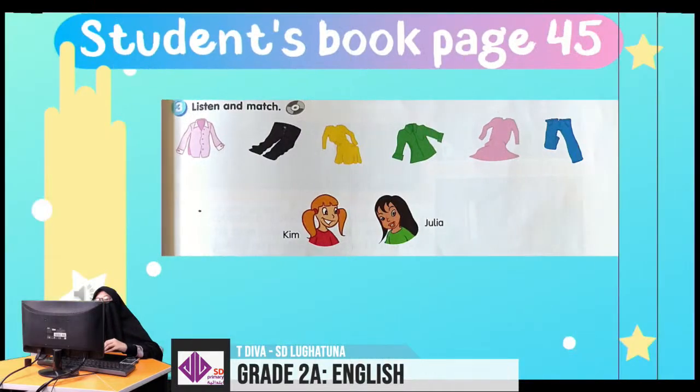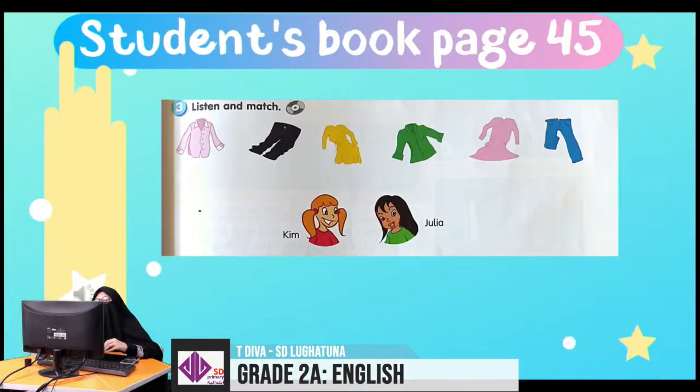Now we're going to continue on activity three. This is the listening. Okay. Fatona, can you tell me what is this? What is this? Oh, right. The color. So it's? Very good. It's a pink shirt. Okay. Right. Next one.